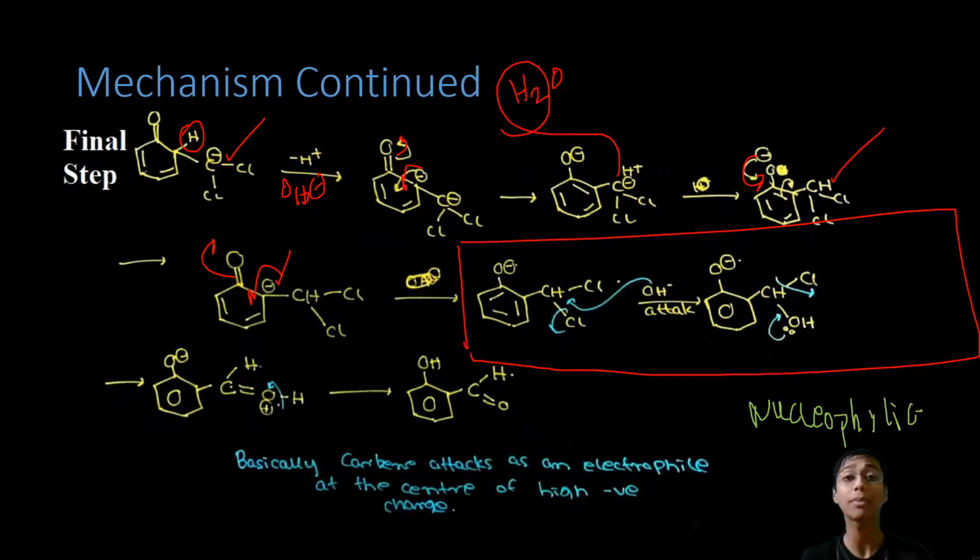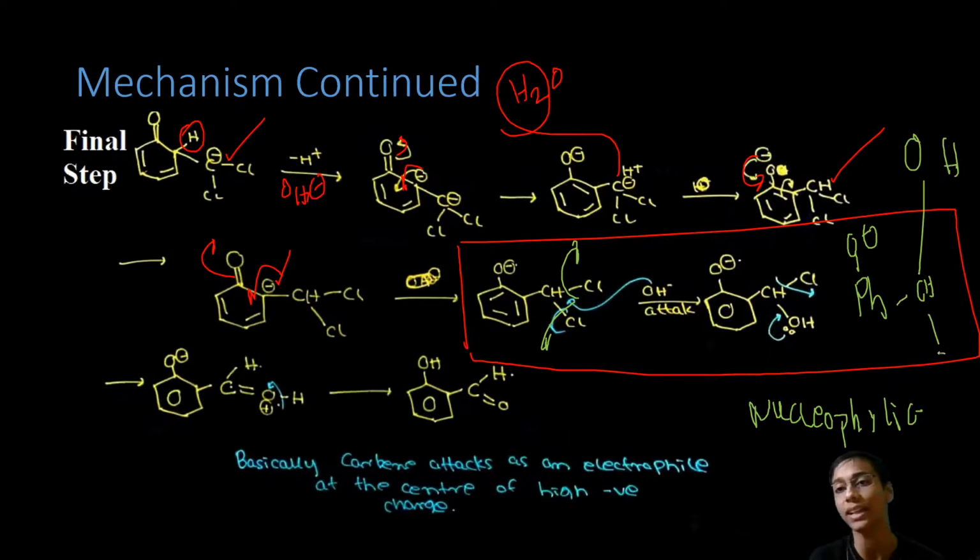This OH minus is not just a good base, it's also a very good nucleophile. And it substitutes both the chlorines and creates this thing. We have the phenoxide here, we have CH, here we have one OH, here we have another OH. But we know two OH groups are unstable on just one carbon. You might have read this in General Organic Chemistry.